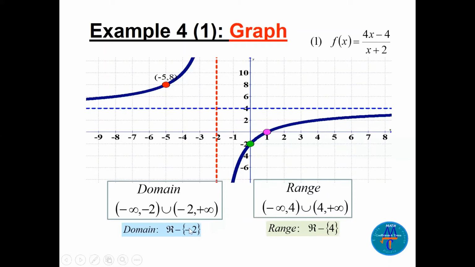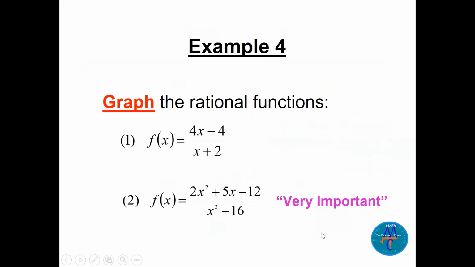Now the domain is from minus infinity until minus 2, union minus 2 to infinity, which is all real numbers except minus 2. You can write it this way or this way. Both are acceptable. The range is all real numbers except the horizontal asymptote. So minus infinity to 4, union 4 to infinity, or all real numbers except 4. Let's see the second one, please.